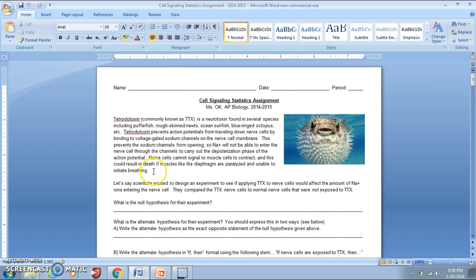What I'd like you to do first is please read this paragraph of information next to the pufferfish image. You can pause the video to do so.